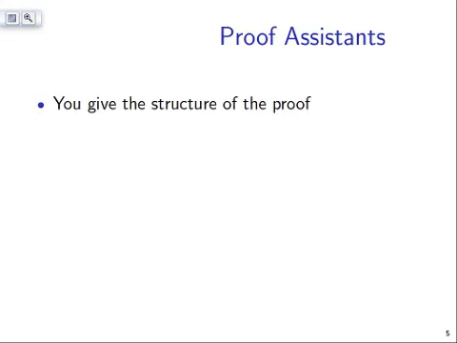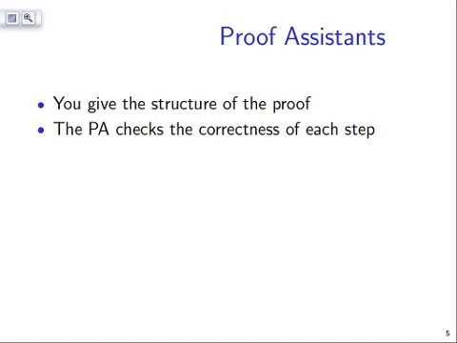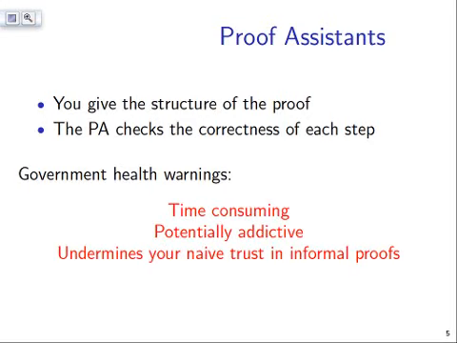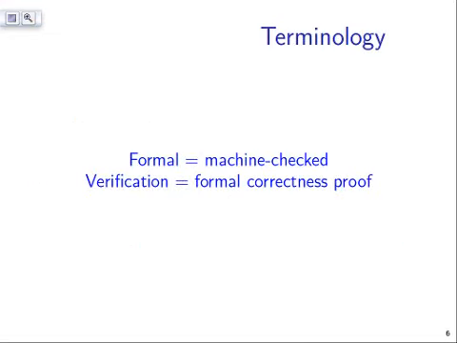What is a proof assistant? The ideal is that you give the structure of the proof, and then the proof assistant checks the correctness and fills in steps that are missing. So you don't have to give all of the detail, but you may have to give more detail than you are used to on paper. The result is this is really a time-consuming effort, and not just time-consuming, it's also potentially addictive. It undermines your trust in your naive proofs because it shows you how often you go wrong. So that's a warning up front.